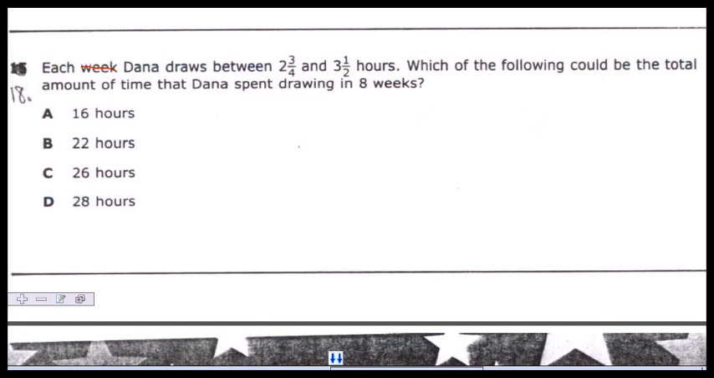Whoops, I need to use my highlighter, not my pen. So each week she is drawing between this many hours and this many hours. So kind of like the same thing on number 17 that we just did, but instead of 2 divisions, now you have to multiply by 8 because you have 8 weeks. So for all 8 weeks you multiply by 2 and 3/4 hours. If each one of those weeks she only drew 2 and 3/4 hours, how many hours did she spend?